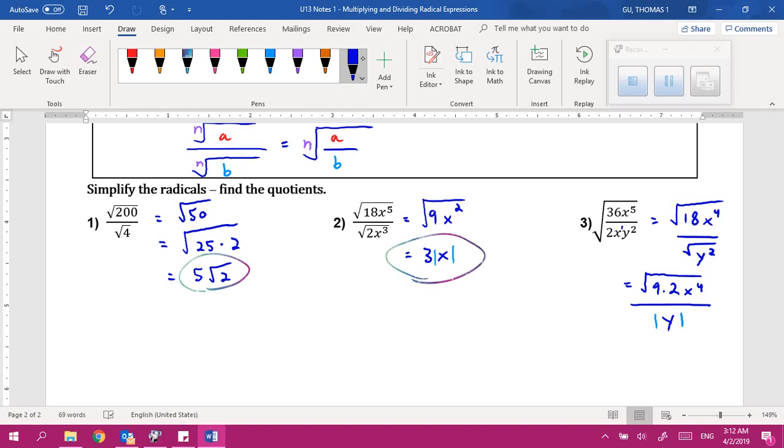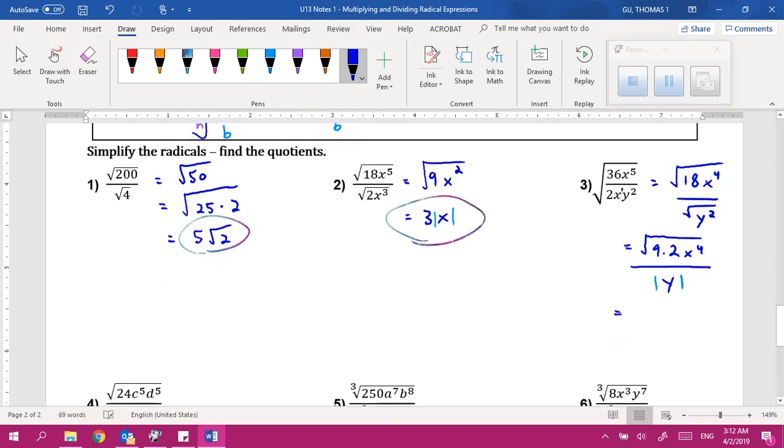All right, so now we're going to simplify the top part. What is the square root of 9? That's 3. And x to the 4th, I can pull out x squared, because 4 divided by 2, the index, is 2, so x to the 2. What was left? Just the 2 that I did not touch, and then over the absolute value of y. So this should be my final answer: 3x squared times the square root of 2 over absolute value of y.